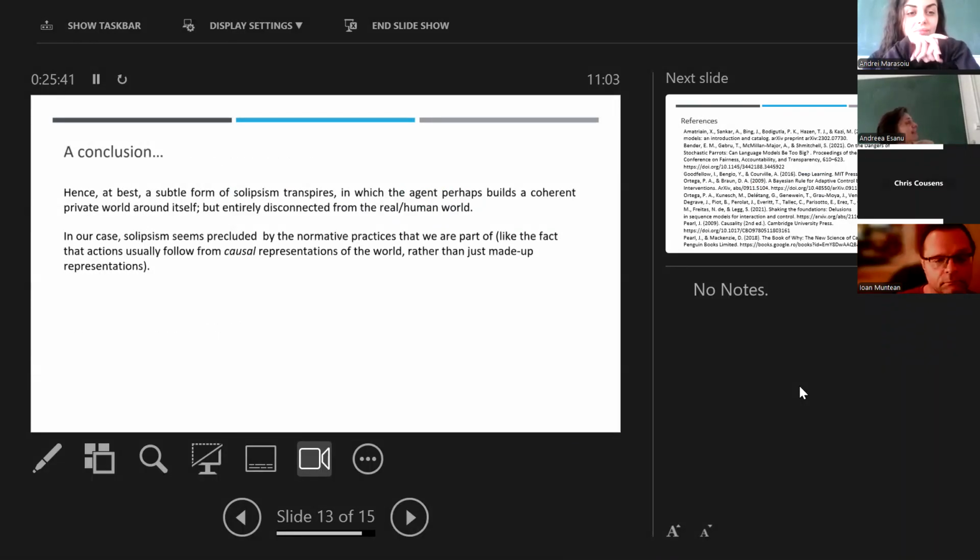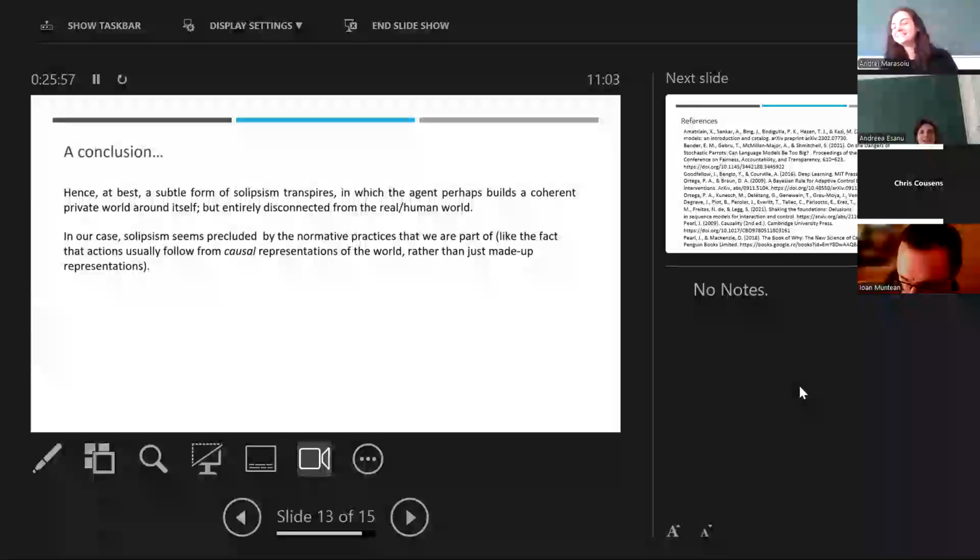Also, this led me in another paper to say that, well, at best, what we have here is a kind of subtle form of solipsism. Of course, I'm not going to discuss philosophical solipsism here. It's just a way of saying that in the best case scenario, the agent perhaps builds a coherent private world around itself, in which cheeseburgers are on the menu, but entirely disconnected from the real or human world as we know it, because it doesn't know theta, neither completely nor partially.